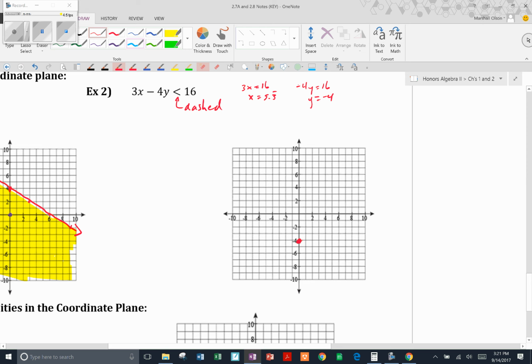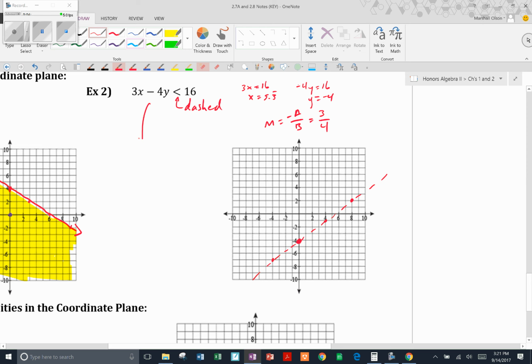That's pretty easy. The slope, remember, is negative a over b, or the opposite of a over b, which would be 3/4. So if I go up 3 over 4, up 3 over 4, down 3 over 4, get a few more points, and I'm going to dash this line that I put in here, because none of the points that are on that line would be a solution.